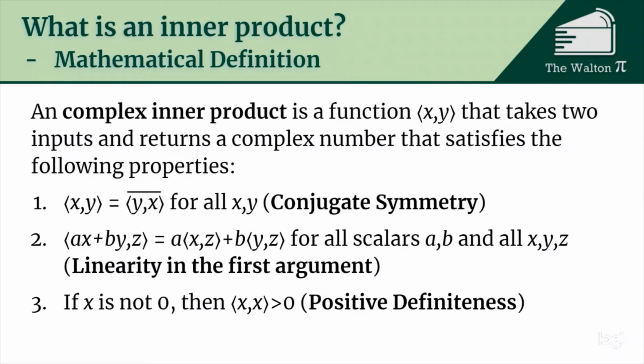Now, the last one is that if x is not 0, then the inner product of x and x is bigger than 0. This one's a little bit confusing because complex numbers are not always bigger than 0. That is only true for real numbers because complex numbers do not have a definite order. However, if you take the inner product of x and x, that will always give us a real number, and so that means that we are going to be able to say that the inner product of x and x has to be bigger than 0.